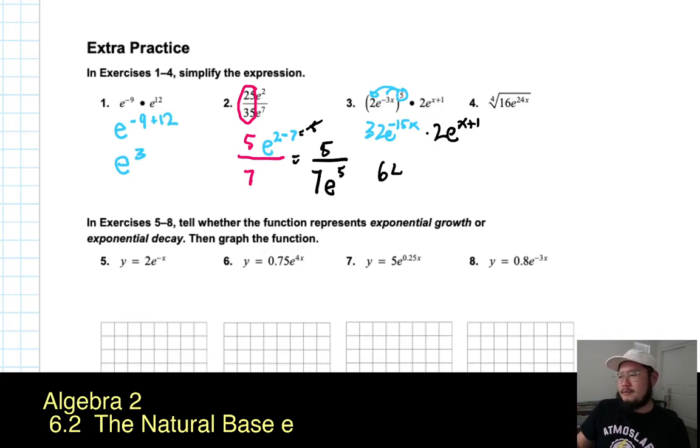Next up, on number 4. I've got the fourth root of 16e raised to the 24x power. And so at that point, we can always take a radical and turn it into a fraction. So that could possibly be a lot easier for you to understand. All right, what are the steps that we're taking in this problem? Let me take the fourth root and turn that into the 1/4 power. And let's rewrite this as 16e to the 24x, and I'll raise that to the 1/4 power.